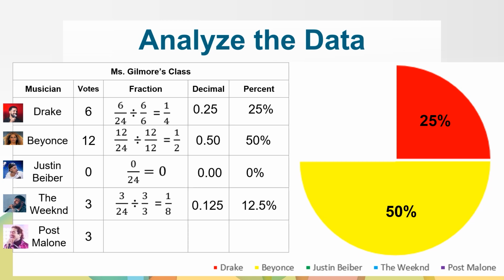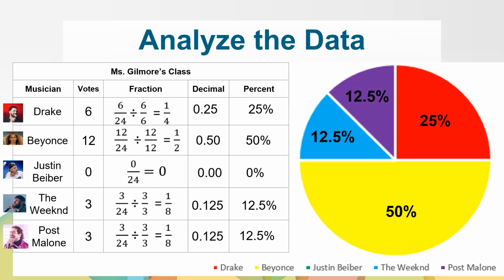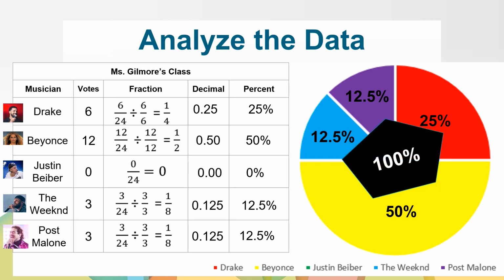Post Malone had the same number of votes as The Weeknd, so his values will be equivalent. We'll represent The Weeknd's 12.5% and Post Malone's 12.5% of the votes with blue and purple pieces. Just like all circle graphs, if we add up all the percentages, we're going to get a sum of 100%.